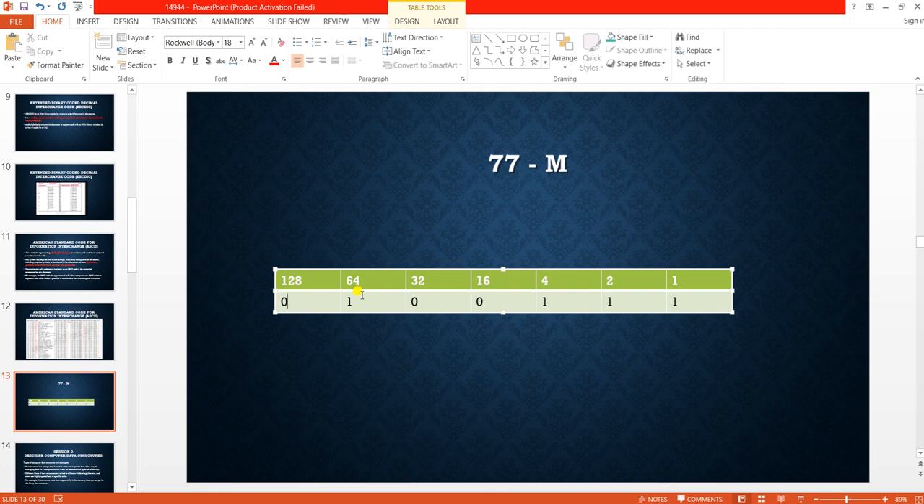So how many times does 64 get into 77? That's 1. So 77 minus 64, it's 13. So how many times does the 32 get into 13? It's fine. So that's how you go about in terms of conversion.